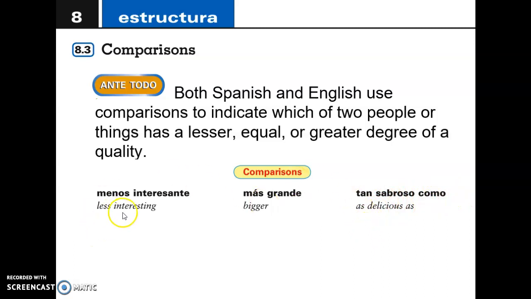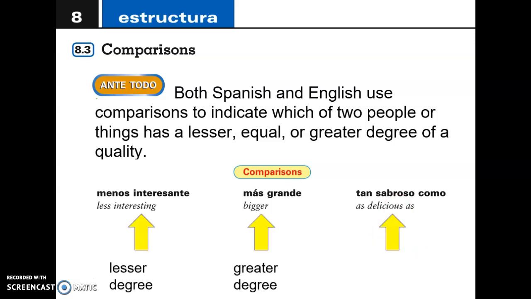So in the first two, we do have inequality because this is of lesser value or lesser quality, or greater value. And over here, this is a comparison of equality. So we can see that coming up as well. Okay, so we have those three main concepts. Okay, so we're going to compare.